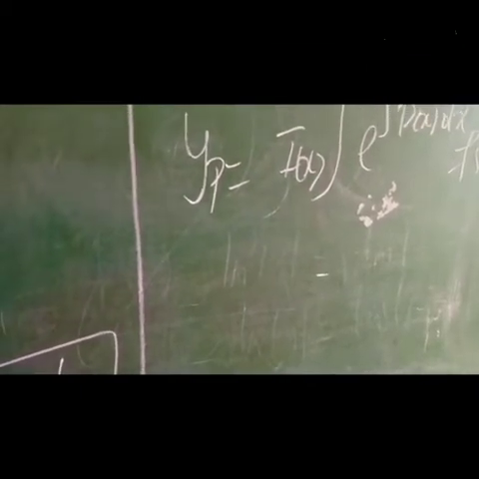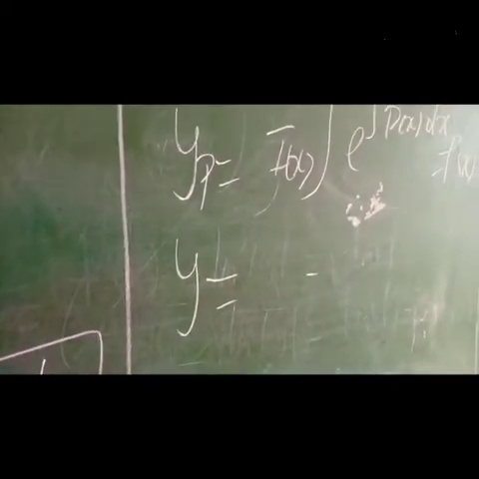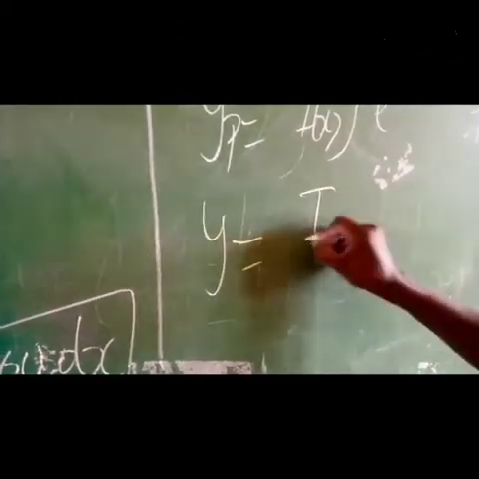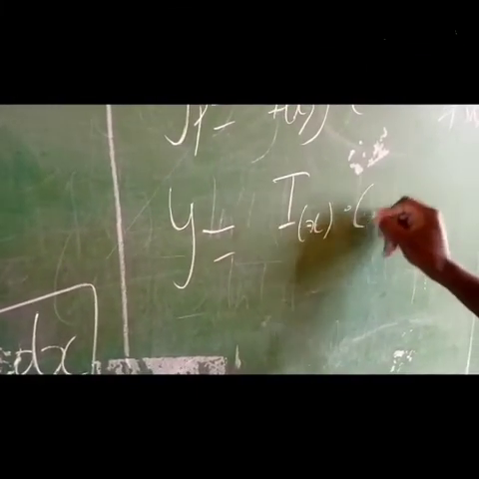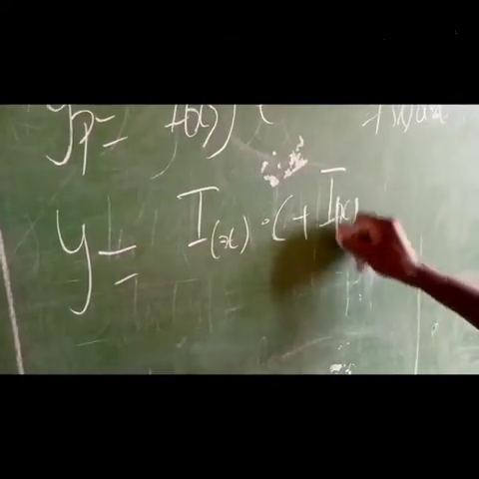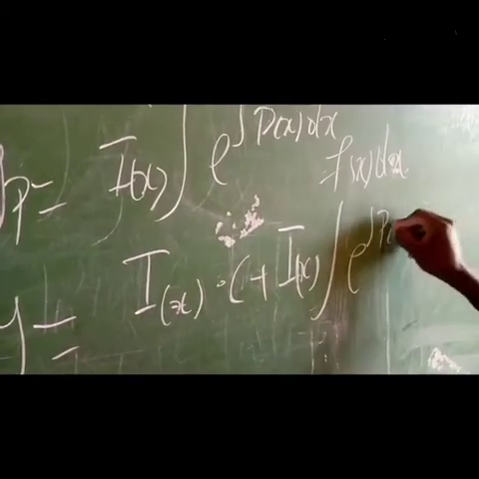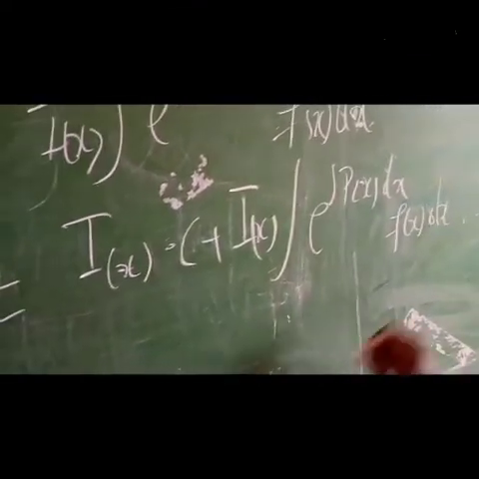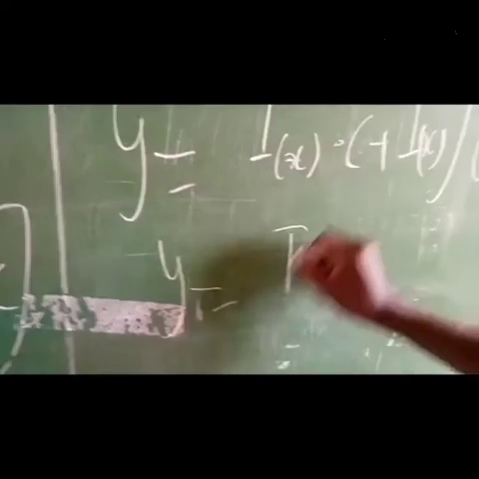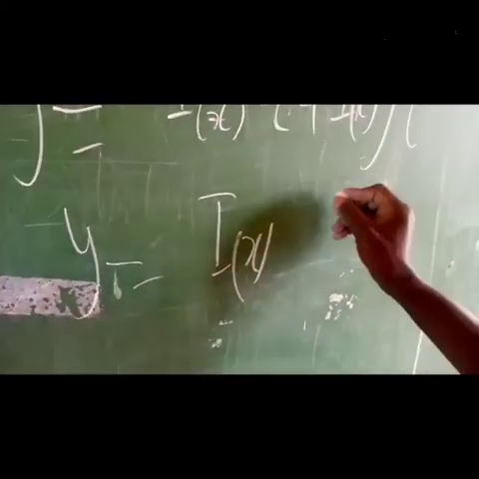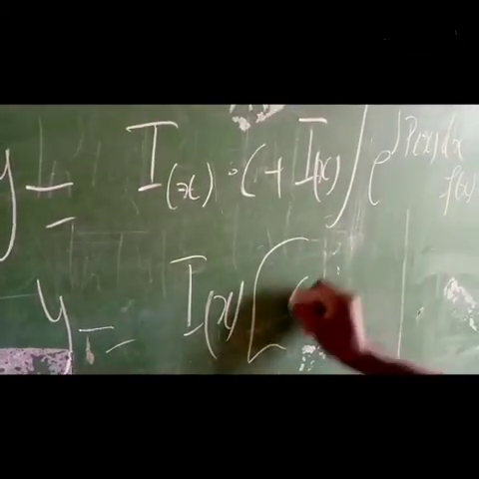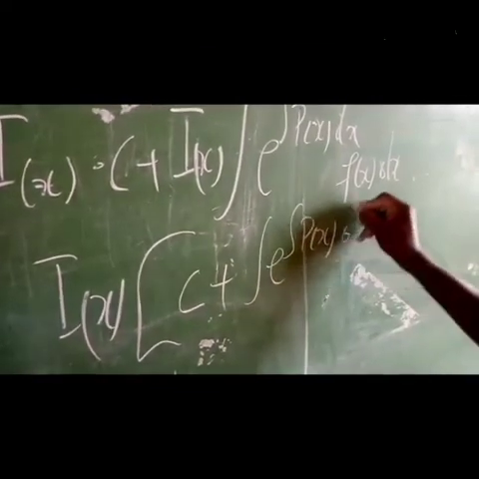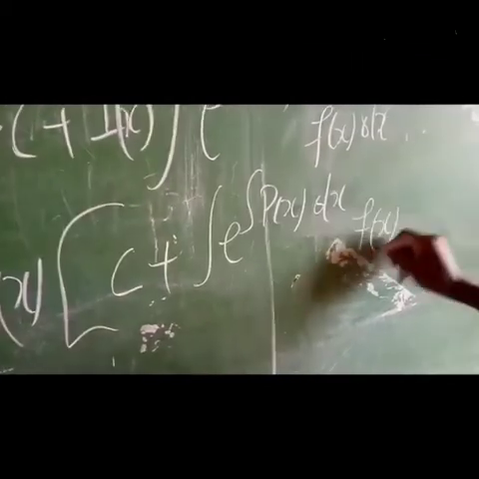Here we are going to find y. Y will be equal to yc plus yp. And then here we will get I(x) times c plus I(x) times the integral of e to the integral of p(x) dx times f(x) dx. And then here we get that y will be equal to I(x), and then we put it out, and we remain with c plus the integral of e to the integral of p(x) dx times f(x) dx.